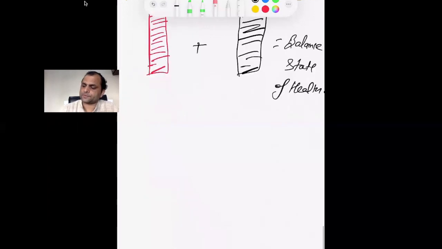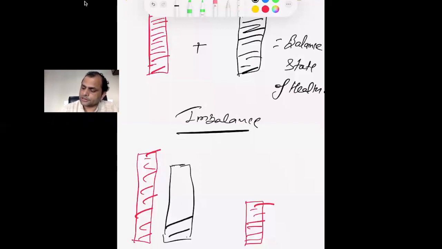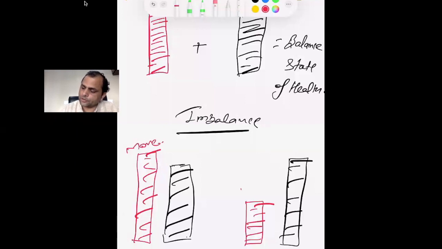But if imbalance happens and any one of the energies becomes more or less, suppose this first energy, heavenly energy, becomes more or becomes less than normal. This is the earthly energy. Suppose this heavenly energy either becomes more or becomes less. So this is creating imbalance in the human body.